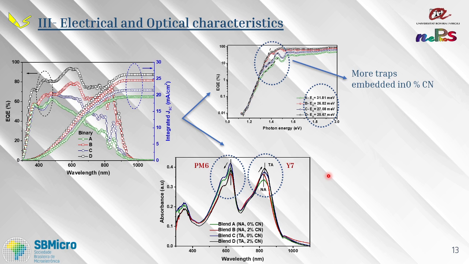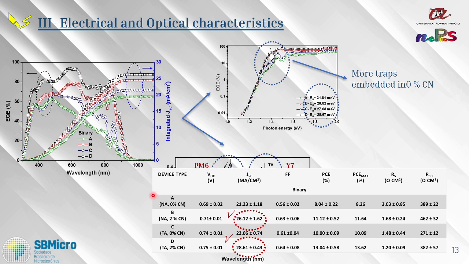So we can see from the overall evaluation of the binary blend from the UV-vis that the 2% additive and thermal annealing treatment have a positive effect on Y7 and PM6, respectively. And the EQE spectra verify this, also here in device D, through the effect of the 2% chloronaphthalene additive, as we see here for the current.